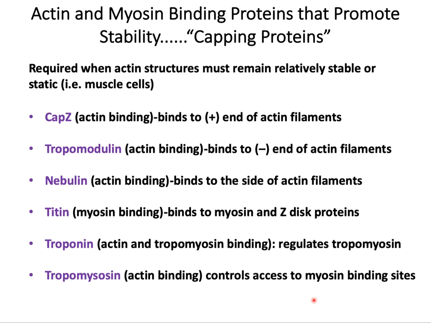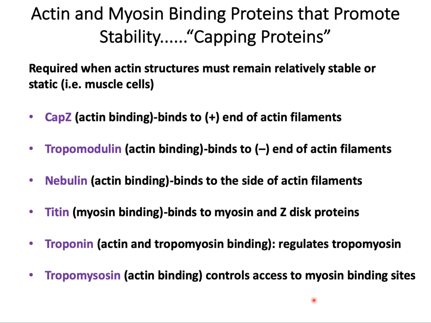One of them is CapZ, an actin binding protein that binds to the plus end of the actin filament. There is tropomodulin, another actin binding protein that binds to the minus end of the actin filament. There is nebulin, an actin binding protein that binds on the side of the actin filament. One myosin binding protein in this group is titin, which binds to myosin as well as the Z disc proteins.